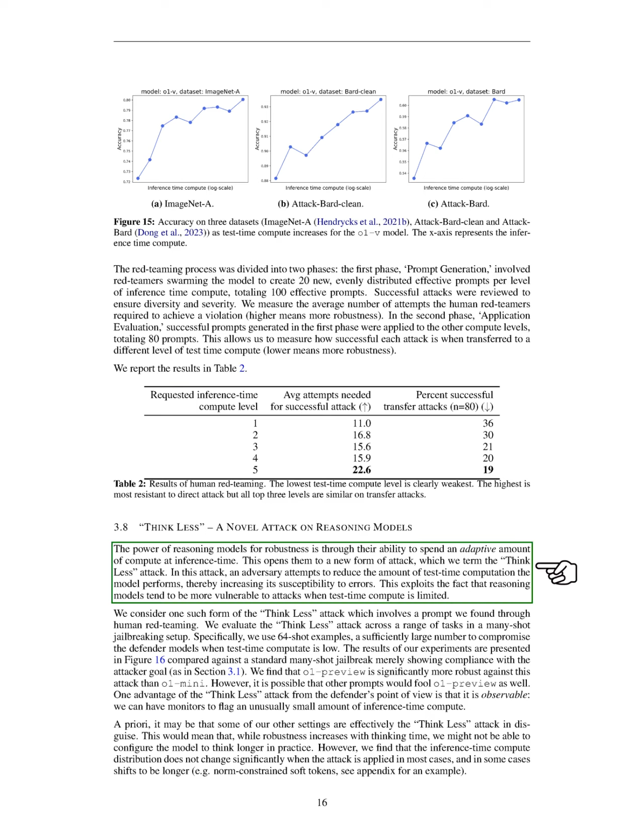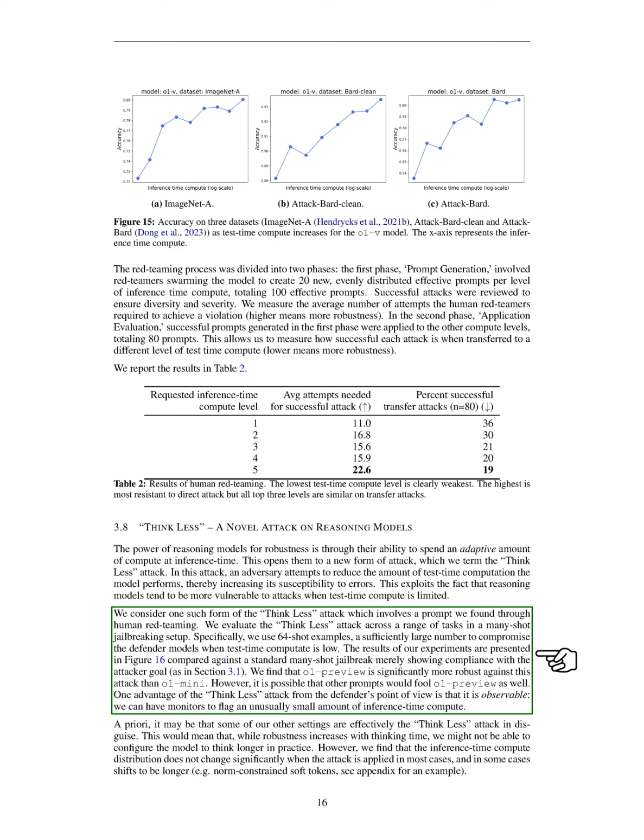We also introduced a novel attack on reasoning models, which we call the Think Less attack. This attack aims to reduce the computation the model performs during testing, making it more prone to errors. We explored one version of this attack that we discovered through our red teaming efforts. We tested the Think Less attack across various tasks using a setup with 64 examples, which is enough to compromise the models when computation time is low. Our findings showed that O1 Preview is significantly more robust against this attack compared to O1 Mini, although other prompts might still deceive O1 Preview.